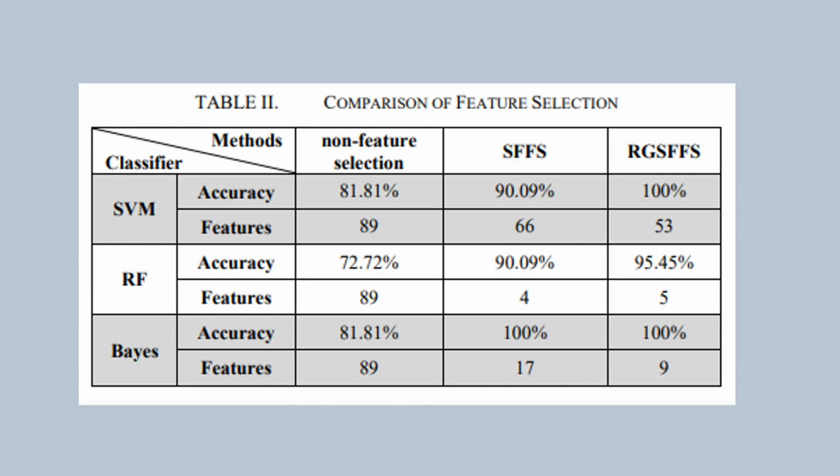As we can see, for SVM, NFS gives 81.81, SFFS gives 90.09, and RGSFFS gives 100% accuracy, with features decreasing from non-feature selection to RGSFFS. For random forest, the accuracy for NFS was 72.72%, SFFS being 90.09, and RGSFFS being 95.45. Again, the same trend of decreasing features from non-feature selection to RGSFFS. For Bayes classification, the accuracy started at 81.81% for non-feature selection, while SFFS gave 100% and RGSFFS also gave 100%, with the same trend of decreasing feature sets.